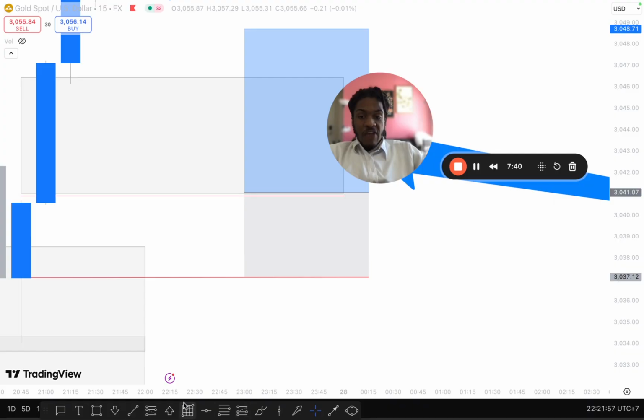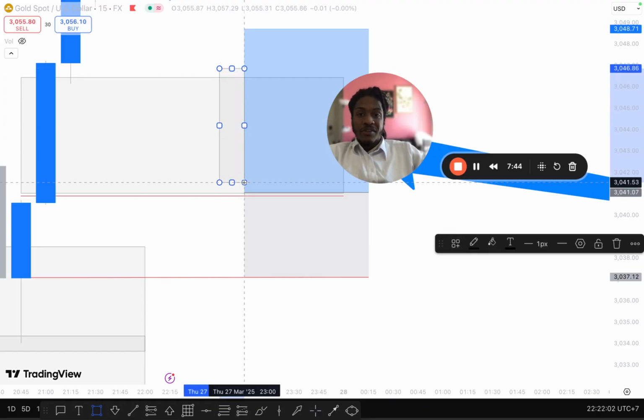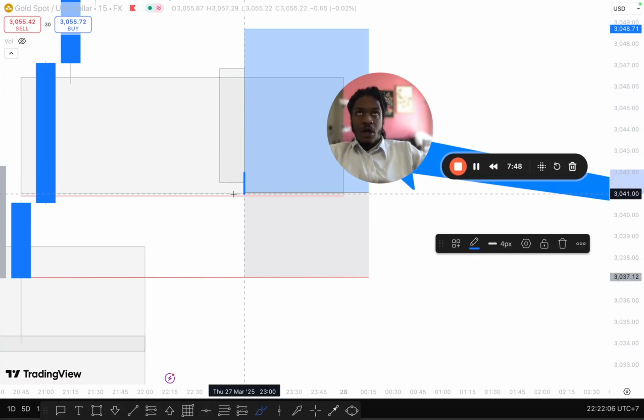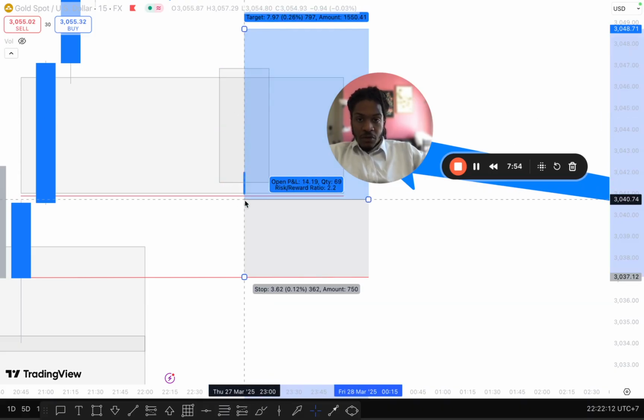You'll tend to see a rejection candle that comes into your entry, and it will look exactly like what I'm drawing to you right now with that vertical box that I'm drawing. I'm trying to make it neat so you guys can actually understand this.